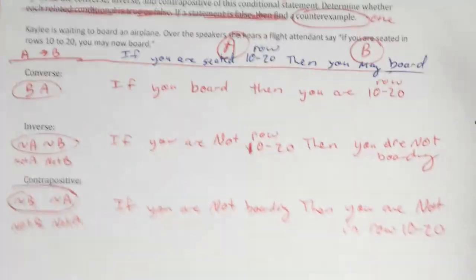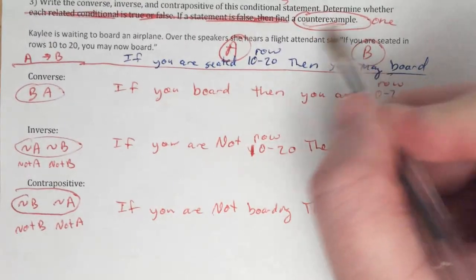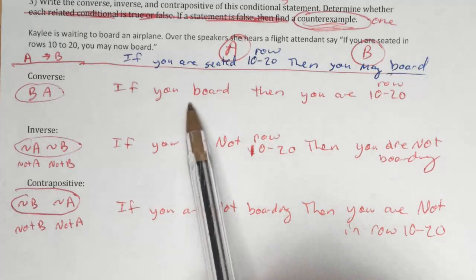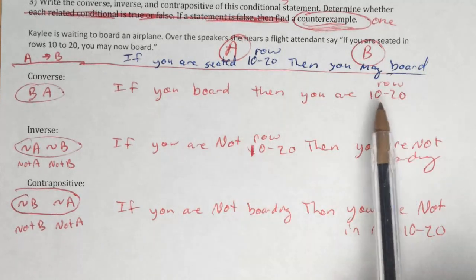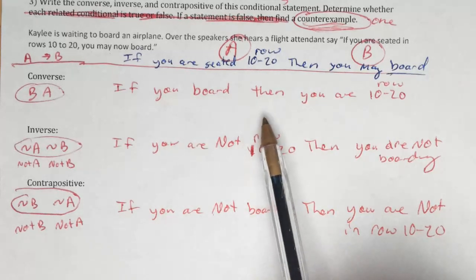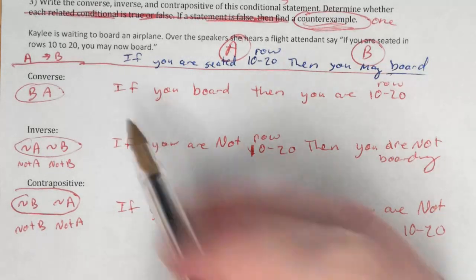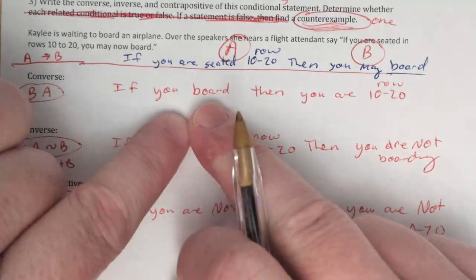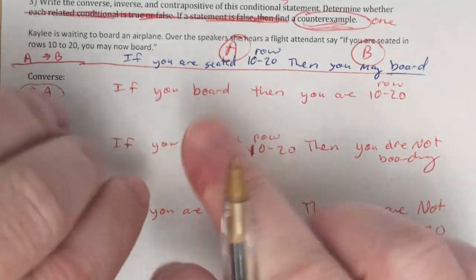Now let's think if we can think of a counterexample. All right, so let's do just one counterexample. If you are boarding, then you are in rows 10 through 20. What would be a chance that you were boarding? If you were boarding, okay, so you are boarding.